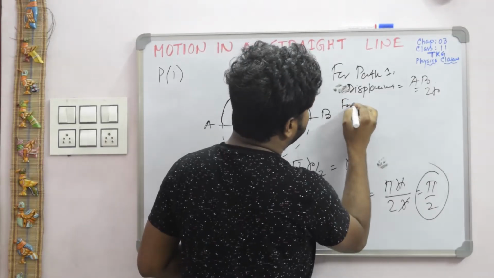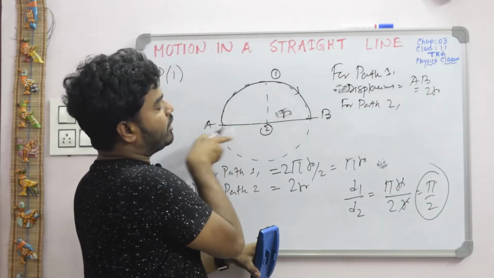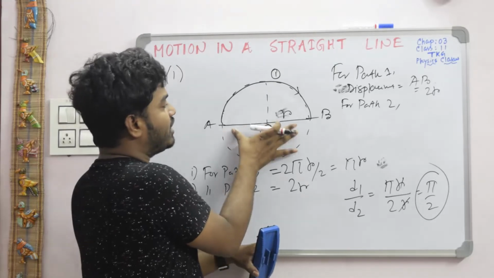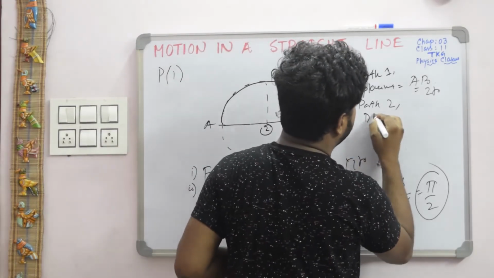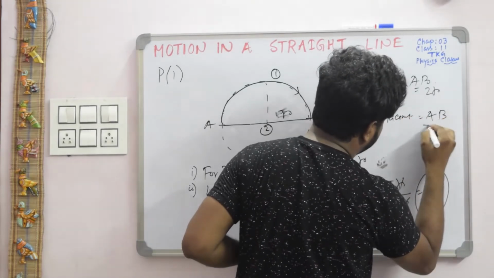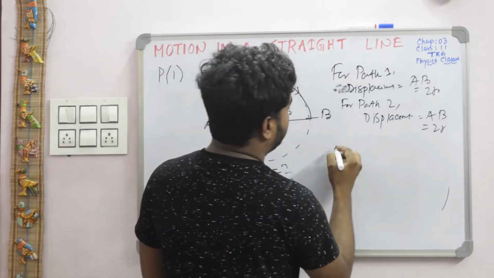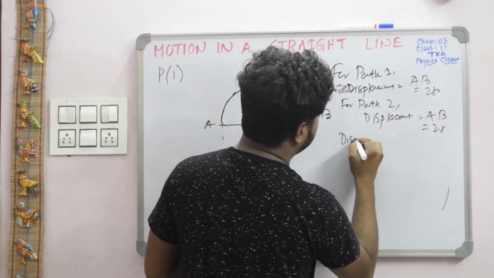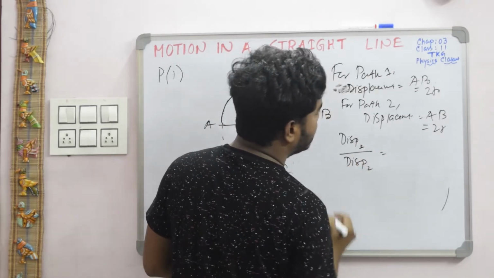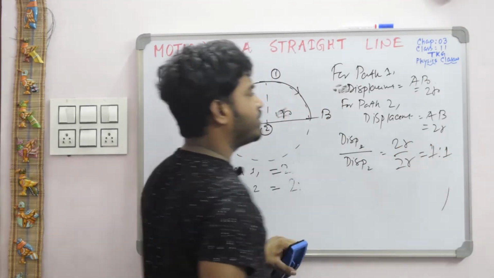And for path 2, the body moves in a straight path, so here displacement is also equal to distance. So the displacement in this case is also AB, that is 2r. So what is the ratio? Displacement for path 1 divided by displacement for path 2 is 2r by 2r, that is 1:1. Clear?